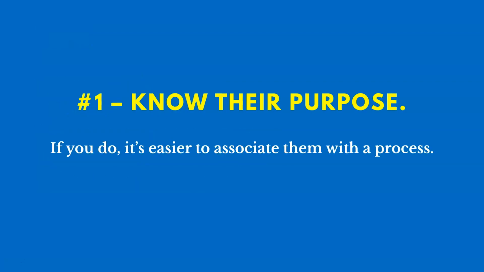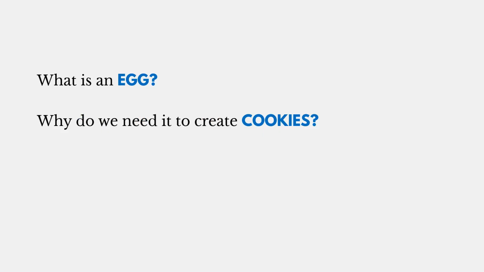First, know their purpose. If you understand why an ITTO is needed, it's easier to associate it with a process. So here's an example. If you think about a baking process, let's go back to that. You might ask yourself, okay, what is an egg? And why do I need that to help me make cookies? If you understand why those are helpful, it becomes easier to remember which ITTO goes with which process.